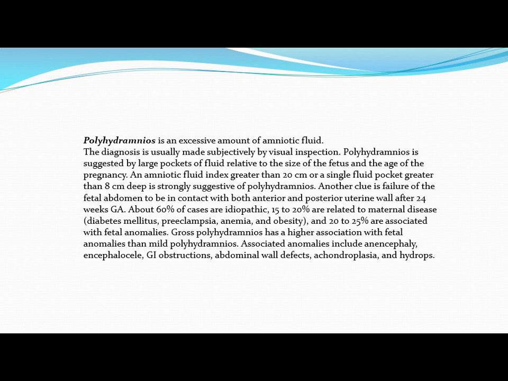About 60% of cases are idiopathic, 15 to 20% are related to maternal disease like diabetes mellitus, preeclampsia, anemia, and obesity, and 20 to 25% are associated with fetal anomalies. Gross polyhydramnios has a higher association with fetal anomalies than mild polyhydramnios. Associated anomalies include anencephaly, encephalocele, GI obstructions, abdominal wall defects, achondroplasia, and hydrops.